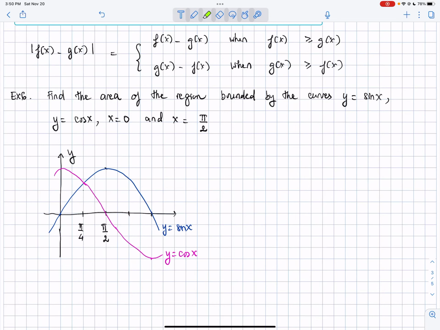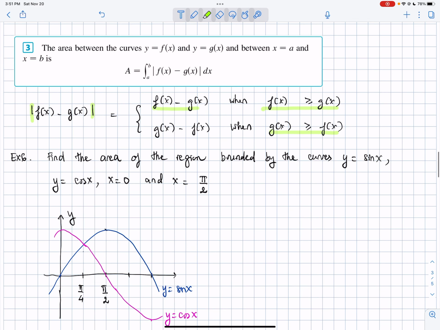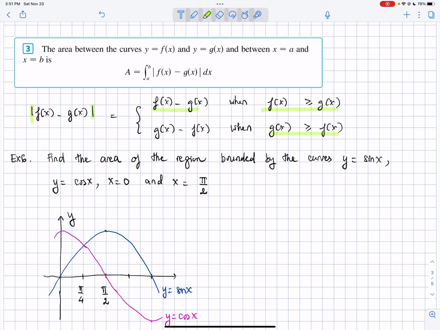We define the difference between the two curves in the absolute value. When the function f of x is greater than the function g of x, we do f of x minus g of x so that our answer will be positive. And when g is greater than the function f, then we do g of x minus f of x. So we have the error between the curves y equal to f of x and g of x between x equal to a and x equal to b given in this definition.